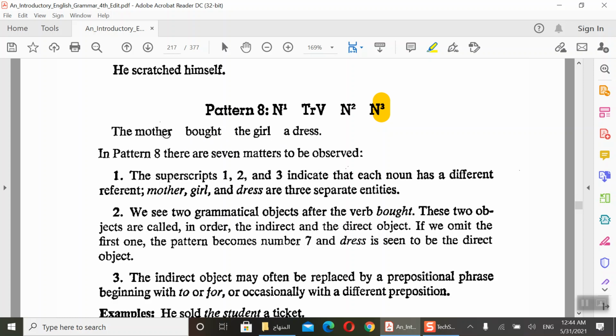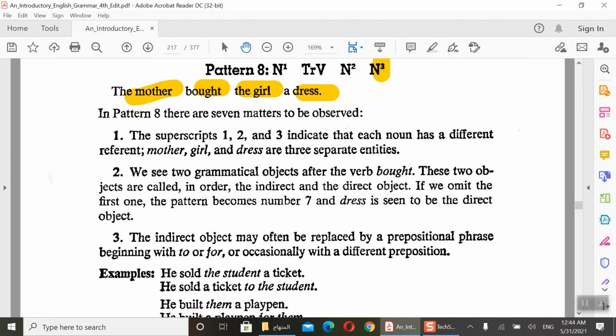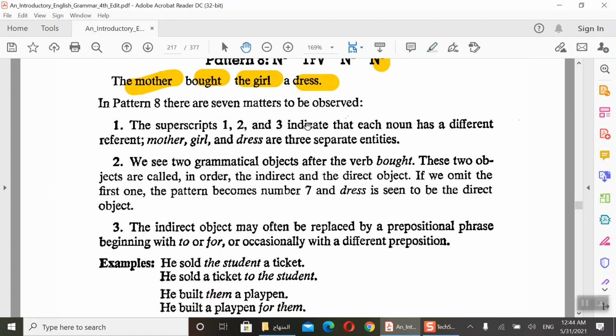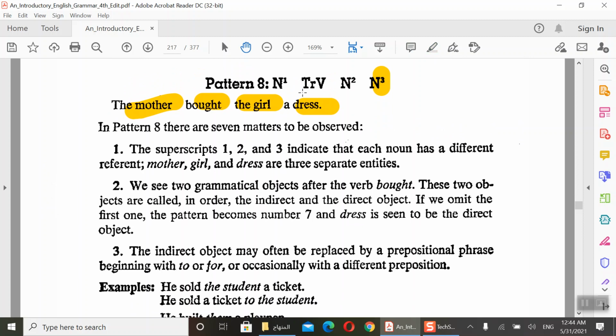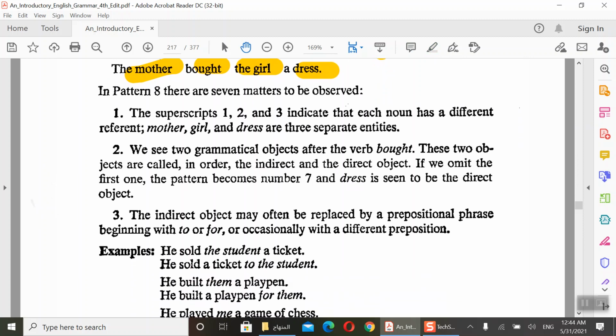girl a dress. The mother is different from the girl and a dress. So this is object and this is object. This is the subject and this is the verb. Direct and indirect object, we'll talk about them. Here we have pattern 8. In pattern 8 we have almost 7 or 8 points to be observed. Number 1, 1, 2, 3, it means they are different as I told you.